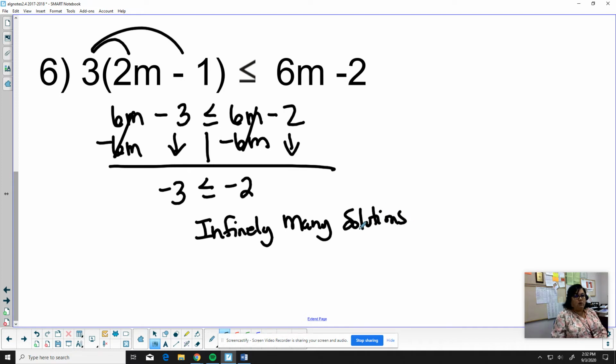Okay, or you could write all solutions. Some teachers write that. It's the same thing. Okay, infinitely. I think I spelled infinitely wrong. Let's try that again. Infinite. There we go. Many solutions. That's what that means: you could put any number in there for m, and that would work. Okay, so you could put 1, you could put 1,000,000 in there. It would still be true. It doesn't matter what number you put in. It's always going to be true.